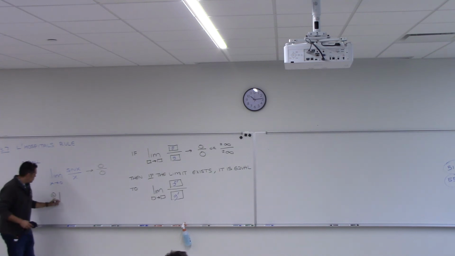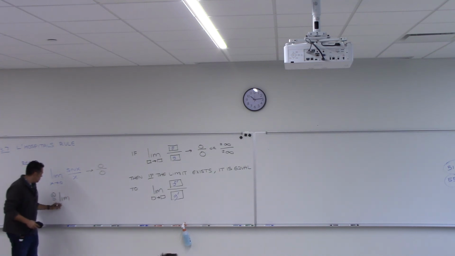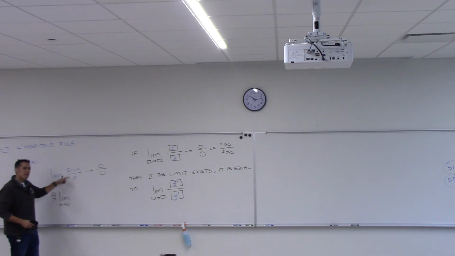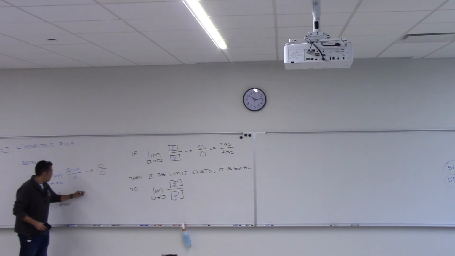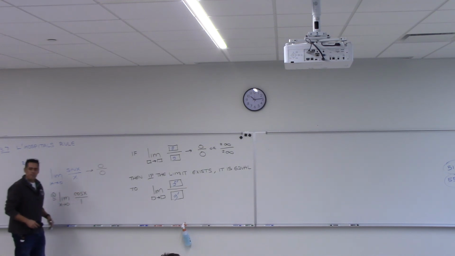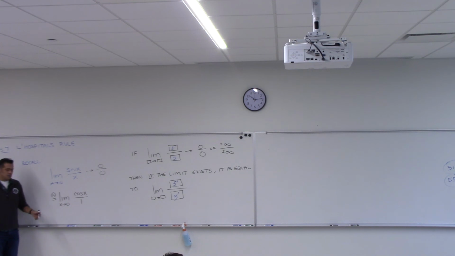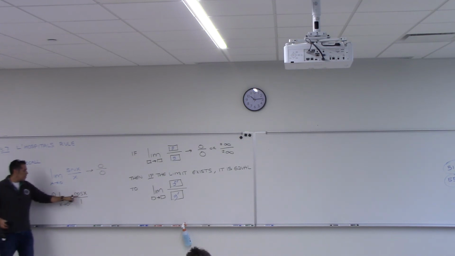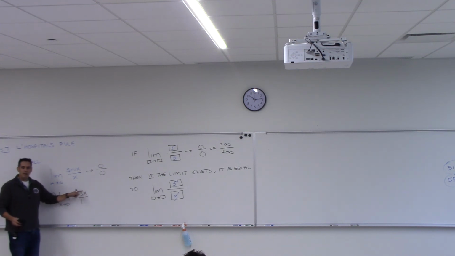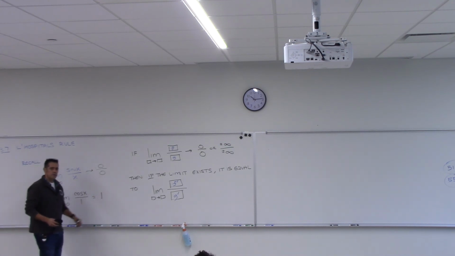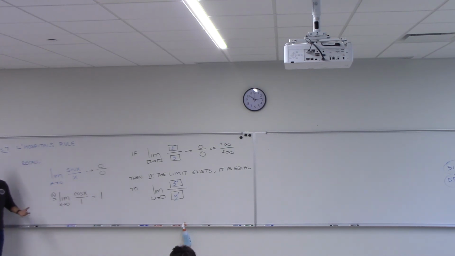So now what I'm going to do is rewrite the limit. X goes to 0, but now I can take the derivative of the top and bottom separately. What's the derivative of the top? Cosine x. What's the derivative of the bottom? 1. Now try that limit. X goes to 0. Cosine of 0 is 1, and 1 over 1 is 1. And so your answer is 1. There you go.